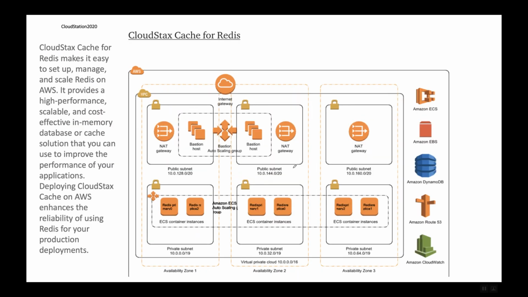Okay. Now go to CloudCache. So CloudCache helps you set up, manage, and scale Redis on AWS. It provides a high performance, scalable, and cost effective in-memory database or cache solution that you can use to improve the performance of your application. Deploying CloudCache on AWS enhances the reliability. So basically, these are some external programs or software which you deploy in AWS that help you to work better with AWS Redis, which is a product from AWS.